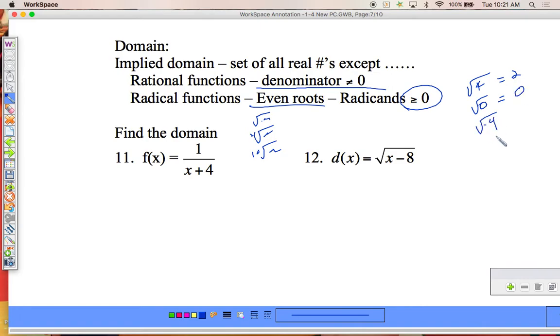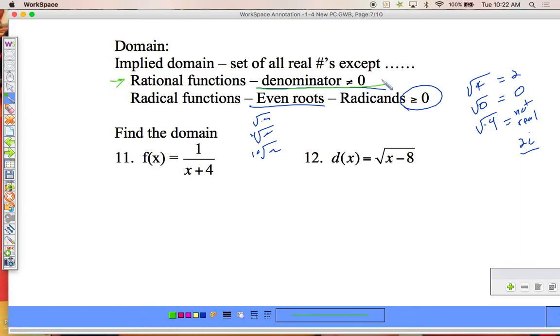The square root of negative 4 isn't a real number. That's not real. That's why we would have said before 2i. All right, so what we take the square root of, the fourth root of, the 10th root of, has to be greater than or equal to 0. If it's not, when we're talking domain, we're not going to worry about it. It can't be done.